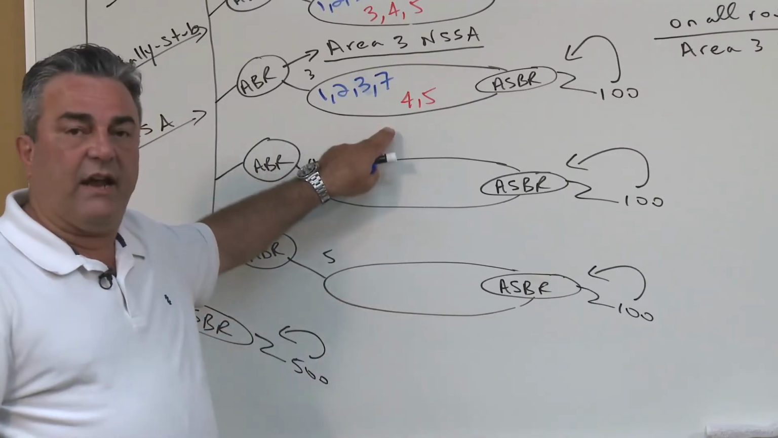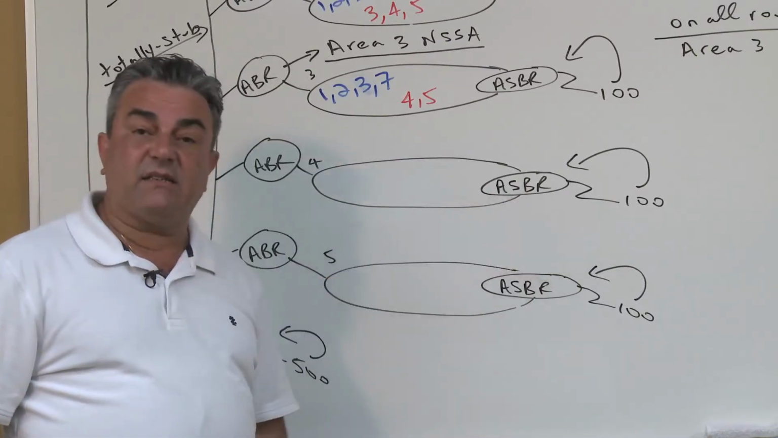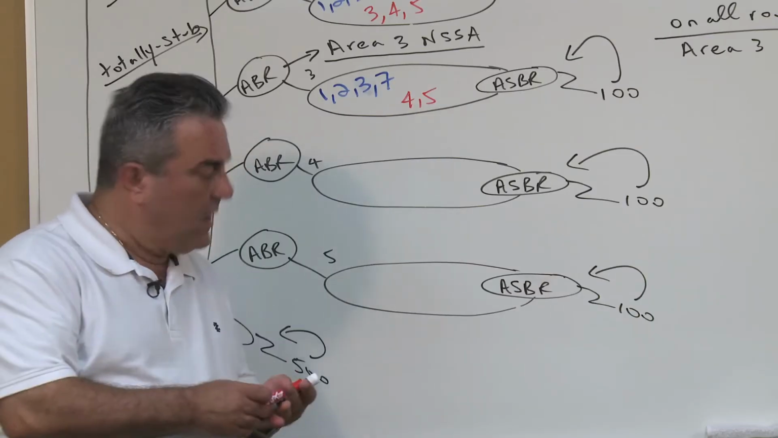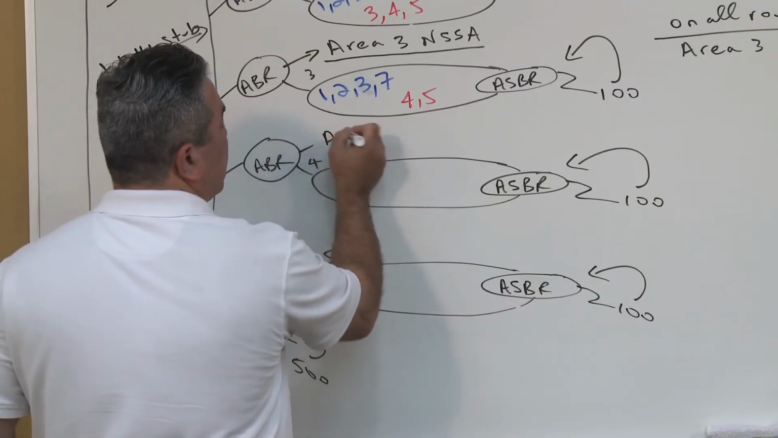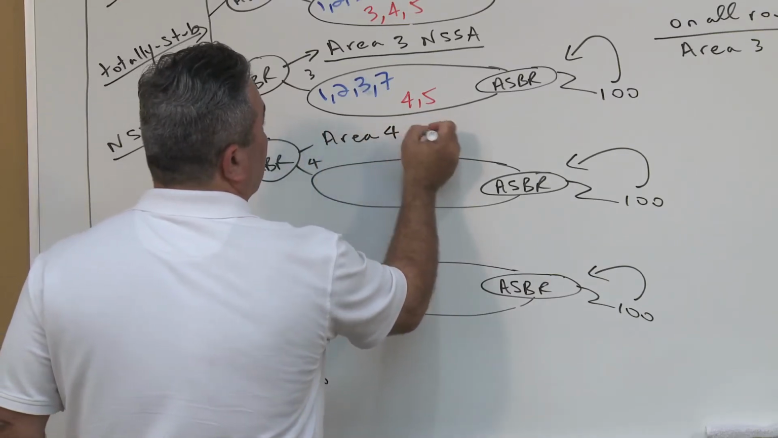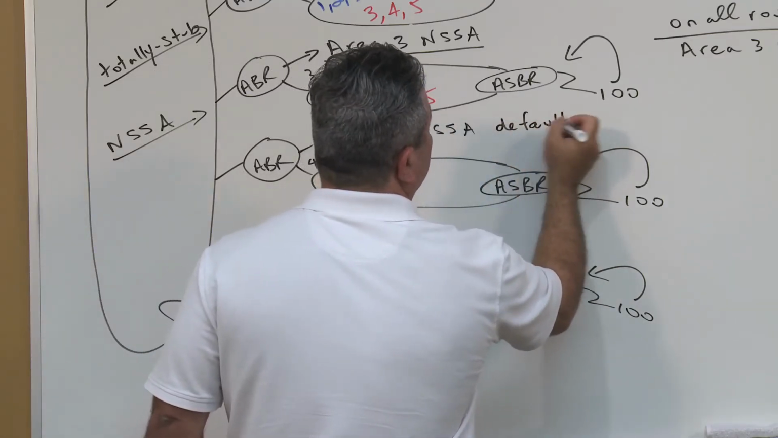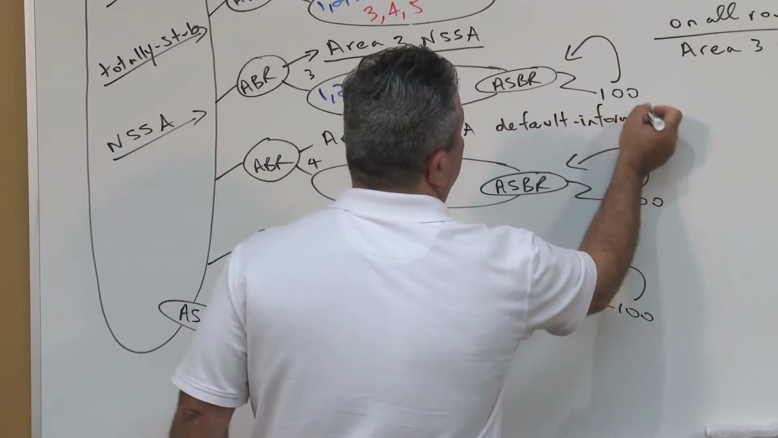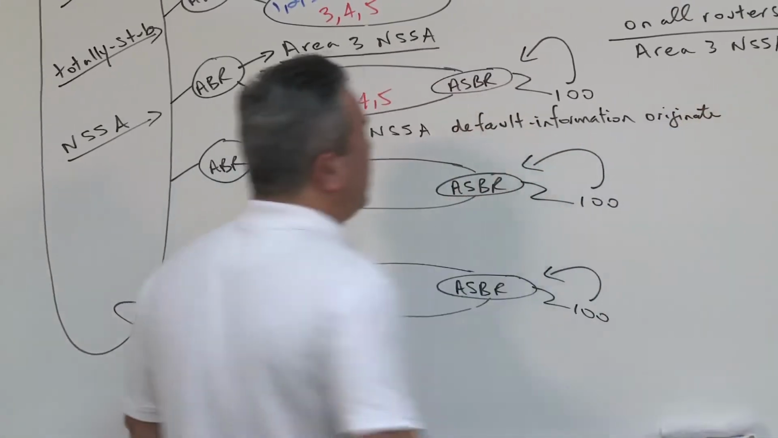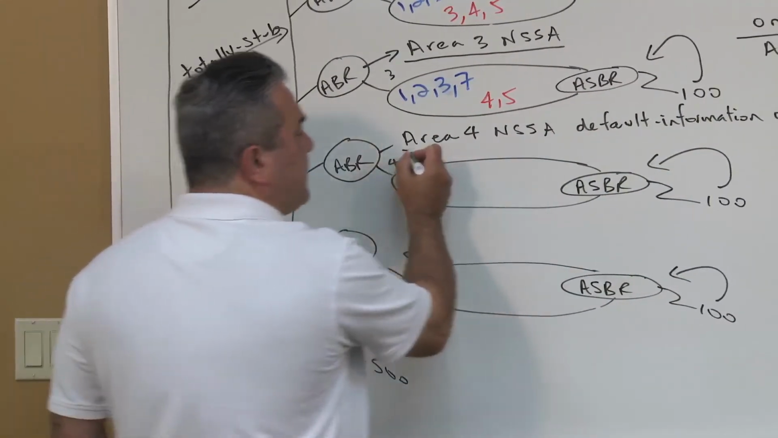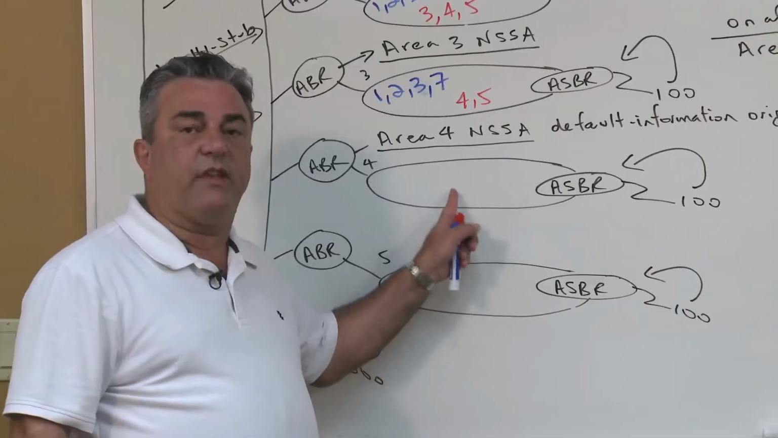Notice in a regular NSSA area, the ABR does not inject a default route. But obviously, these guys want to have a default route. So in this case, I'm going to configure the ABR by saying Area 4 NSSA default information originate. Now, this portion of the command needs to be repeated on every single router within Area 4.